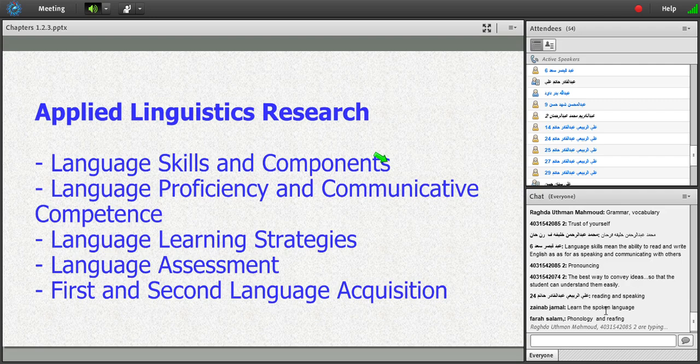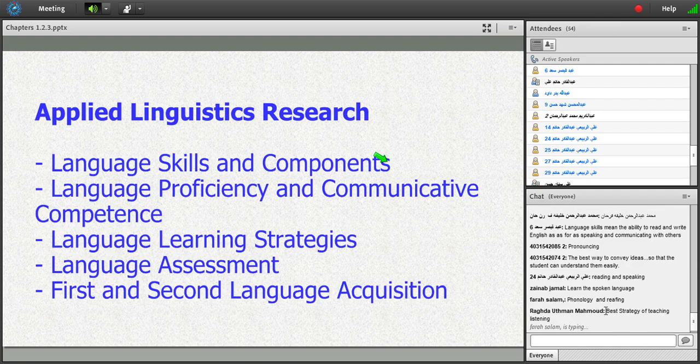Phonology and... I can't understand the next word that you wrote. Reading, you mean, maybe? How understanding the correct pronunciation of the words can influence the student's reading ability. Best strategies of teaching listening. That's right. Good.